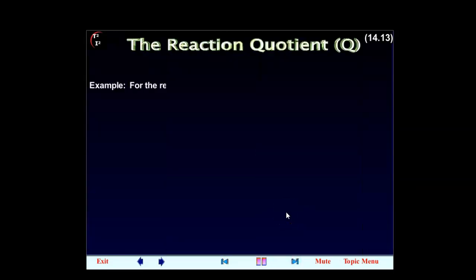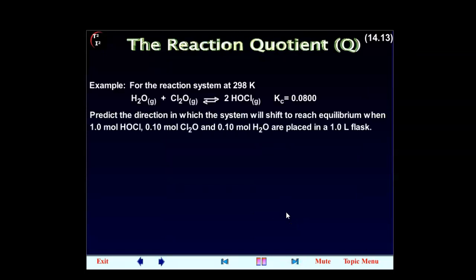Right, let's do some interaction now. The reaction system at 298 Kelvin. Predict the direction in which the system will shift to reach equilibrium when 1.0 mole of HOCl, 0.10 mole of Cl2O, and 0.10 mole of H2O are placed in a 1.0 liter flask. First, calculate Q. Right, calculate the Q sub C. The expression of Q sub C for this reaction is.